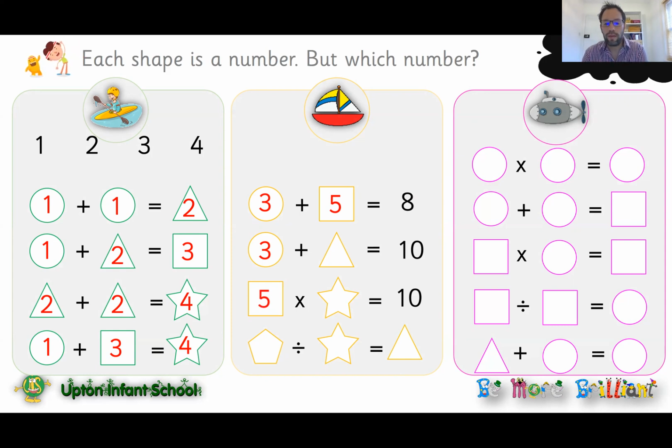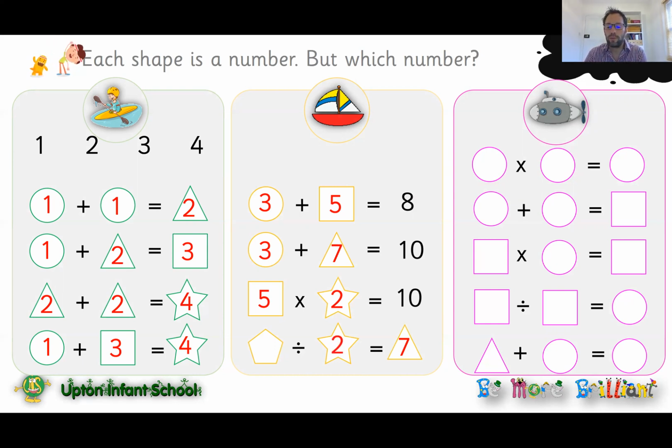On to the next one. 3 add something is 10. 3 add 7 is 10. And that means that triangle down there has also got to be 10. 5 times something equals 10. Well, I can use my knowledge of my 5 times table, and I know that 2 lots of 5 is 10. So 5 times 2 is 10. And if that star is 2, that one's got to be 2.